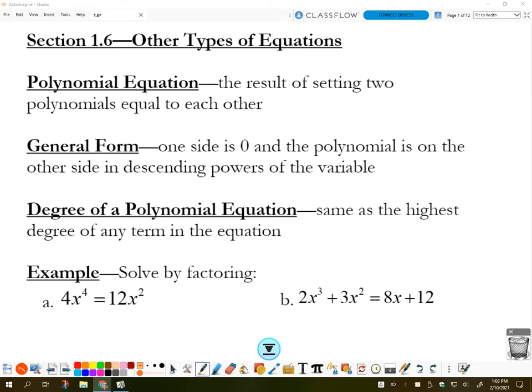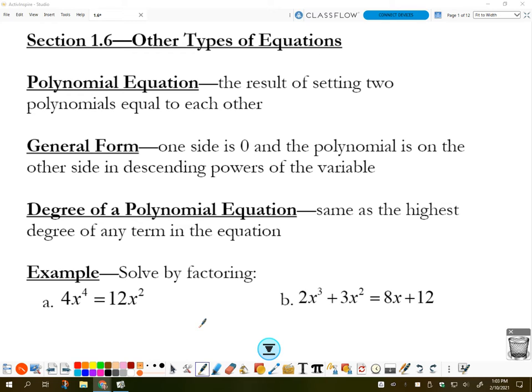All right, so section 1.6 has solving all kinds of different equations. That's what's called other types of equations. To start with, we're going to solve polynomials, but there's a whole chapter devoted to polynomials, so we're not going to solve difficult polynomials. We're only going to do polynomials that will factor.